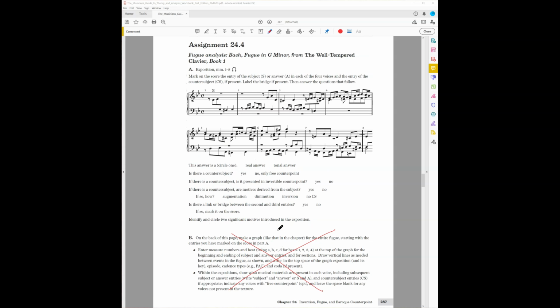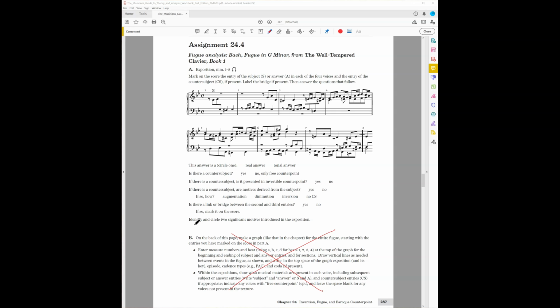Let's get started. The instructions ask you to take a look at the exposition of Bach's Fugue in G minor from the Well-Tempered Clavier, Book 1, and it asks you to include certain elements in your analysis. It says, mark on the score the entry of the subject, S, or answer, A, in each of the four voices, and the entry of the countersubject, CS, if present. Label the bridge, if present as well. And then answer the questions that follow. And we will go over these questions together in this video so that you're clear as to what they're asking.